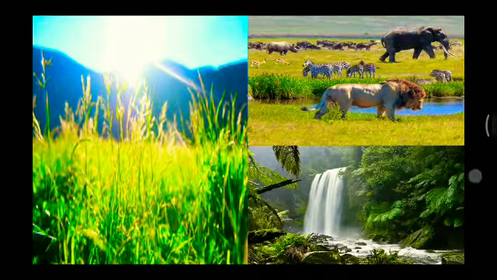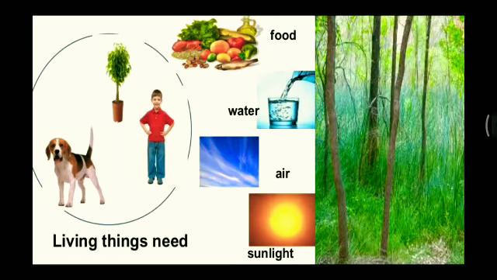Now the living things depend on many non-living things for their survival. Now see, animals and birds, they need air to breathe, water to drink, and food to eat. The same way, plants also need soil, air, water, and sunlight to grow. So thus we can conclude that both living and non-living things are dependent on each other.